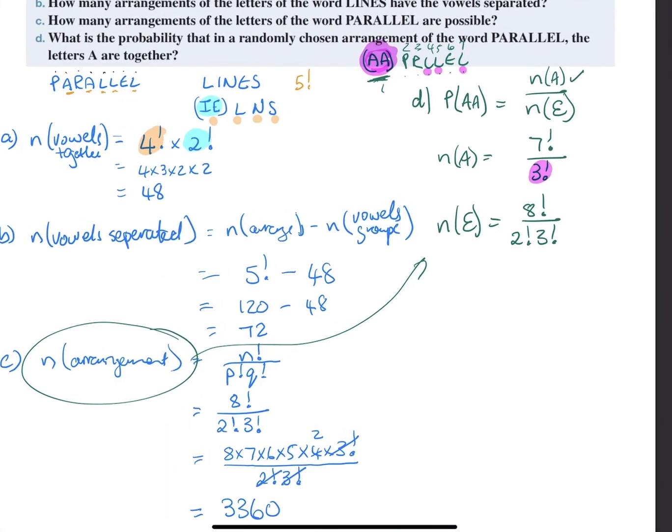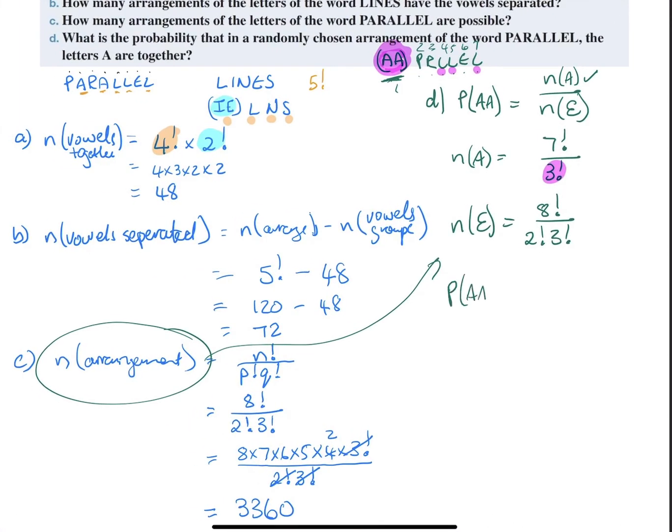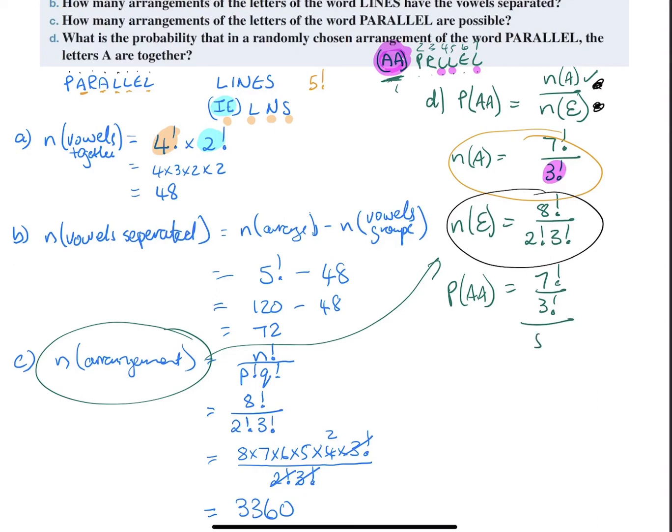Okay, so if I do now my maths, the probability of having my two A's together is this divided by this, according to what I have in my example. So it's going to be 7 factorial over 3 factorial divided by 8 factorial over 2 factorial, 3 factorial. That's the same as 7 factorial over 3 factorial multiplied by 2 factorial, 3 factorial over 8 factorial. The 3 factorials cancel because they're exactly the same.